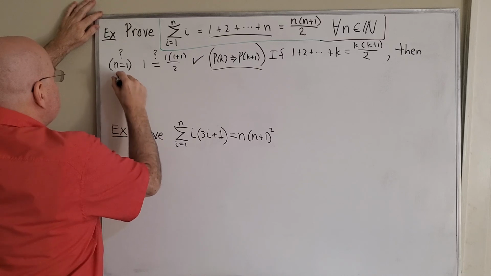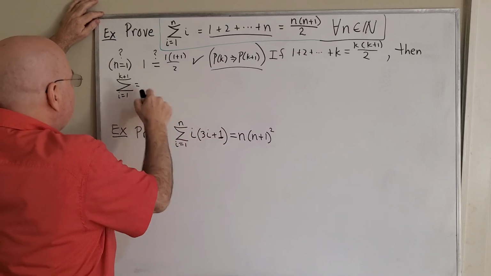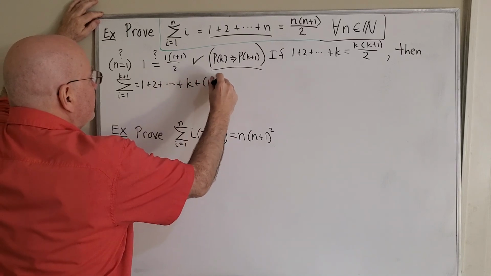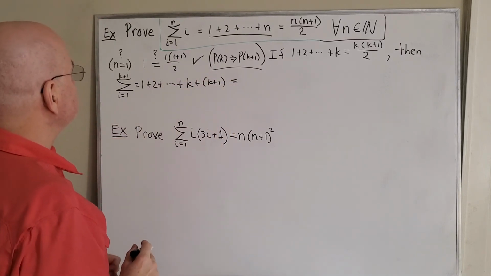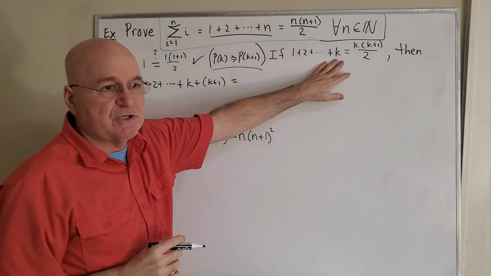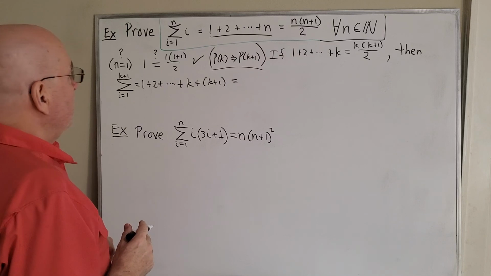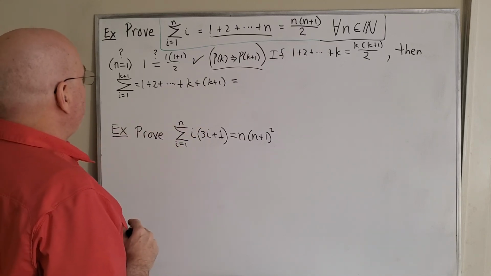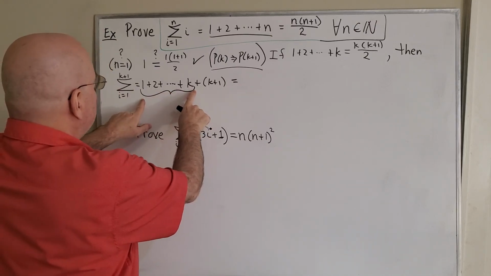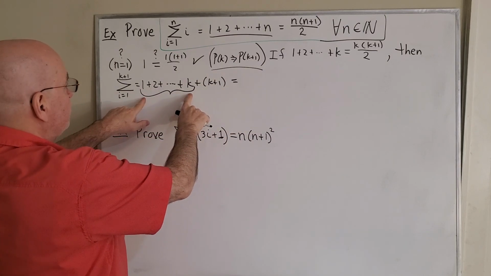The sum of i from 1 to k plus 1, which is, and I'm writing out maybe more than I need to, 1 plus 2 plus up to k plus 1, is equal to, and here's where we use what is called the induction hypothesis. We're assuming this statement is true, and let's use that fact right now. If that's true, well, what is this right here? This portion of it, I know what it is. This right here is equal to k times k plus 1 over 2.